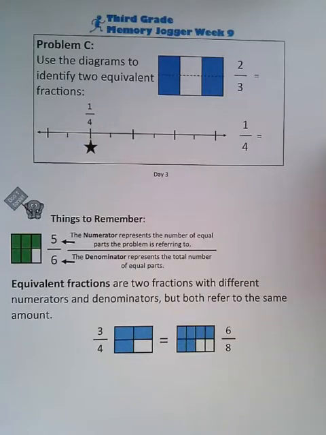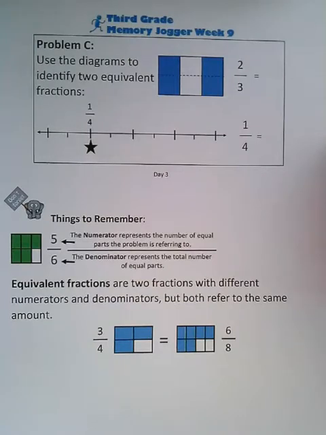Let's take a look at week 9, day 3, problem C. Use the diagrams to identify two equivalent fractions. We have several things to remember. The numerator represents the number of equal parts the problem is referring to. The denominator represents the total number of equal parts. In this example, there are 6 equal parts and 5 are shaded, so it's recorded as 5/6.